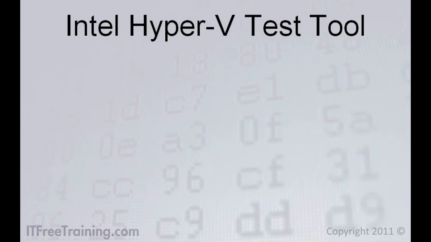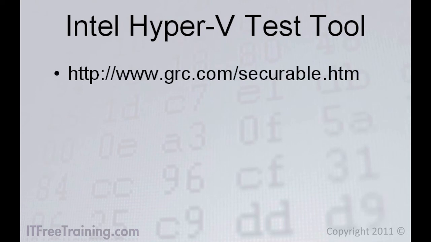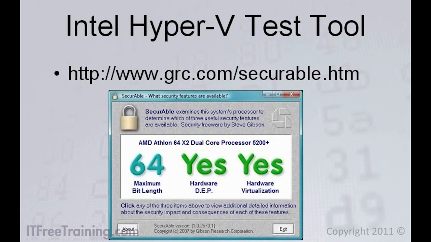Intel does not seem to offer the same type of Hyper-V test utility. However, you can download a free tool from Gibson Research Corporation that works with any CPU. If you run the utility and get the following screen, then your system will support Hyper-V. If you have no in hardware DEP or hardware virtualization, check your BIOS settings. If these settings are not in your BIOS, you may need to upgrade your BIOS and enable them.